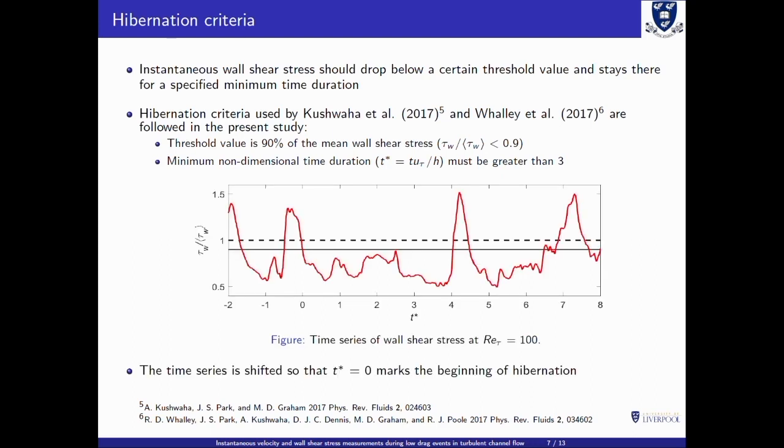We did our experiment at Re tau of 100, and this is a plot of normalized wall shear stress versus time. Here T star is a non-dimensional time, non-dimensionalized by u tau and h. At T star of 0, the normalized instantaneous wall shear stress goes below 90% of the mean, and stays there till T star of 4, always below 90% of the mean. So this can be called a moment of hibernation or low drag event, because the normalized wall shear stress is going below 90% of the mean.